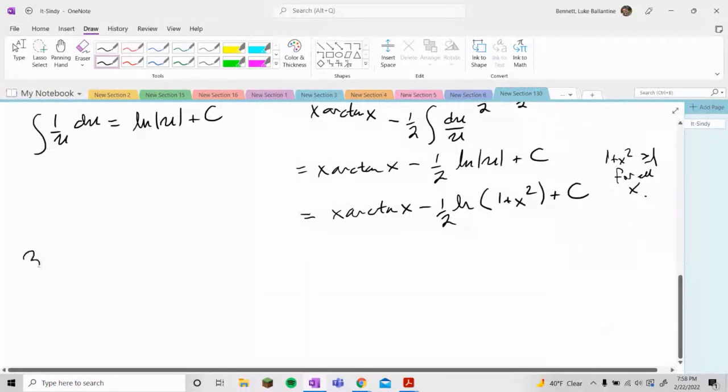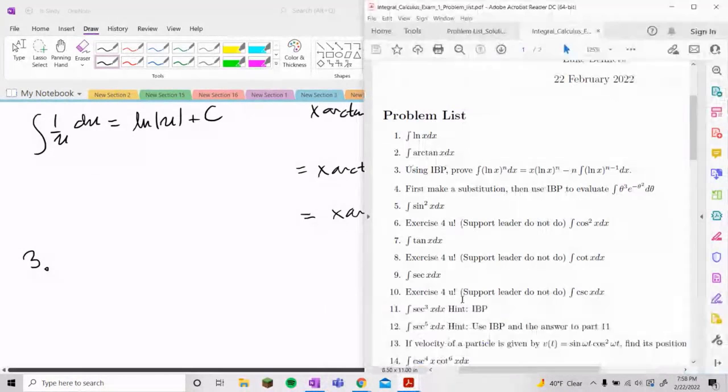Okay, so now we're on to 3. Let's see. I'll skip number 3. We'll go to 4. It says, first make a substitution, then use integration by parts to evaluate this integral.